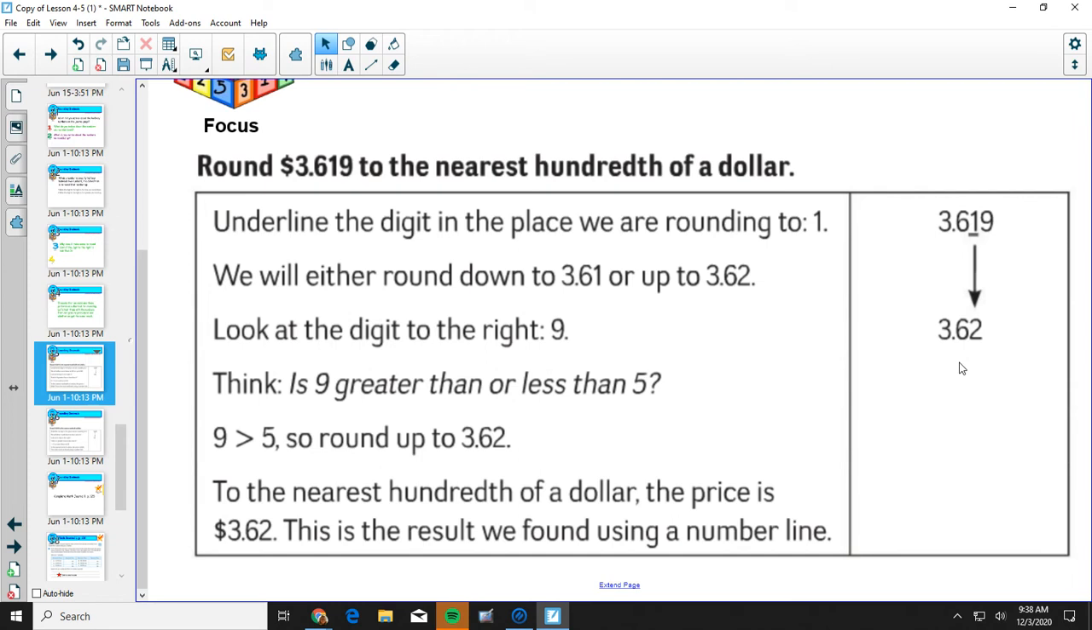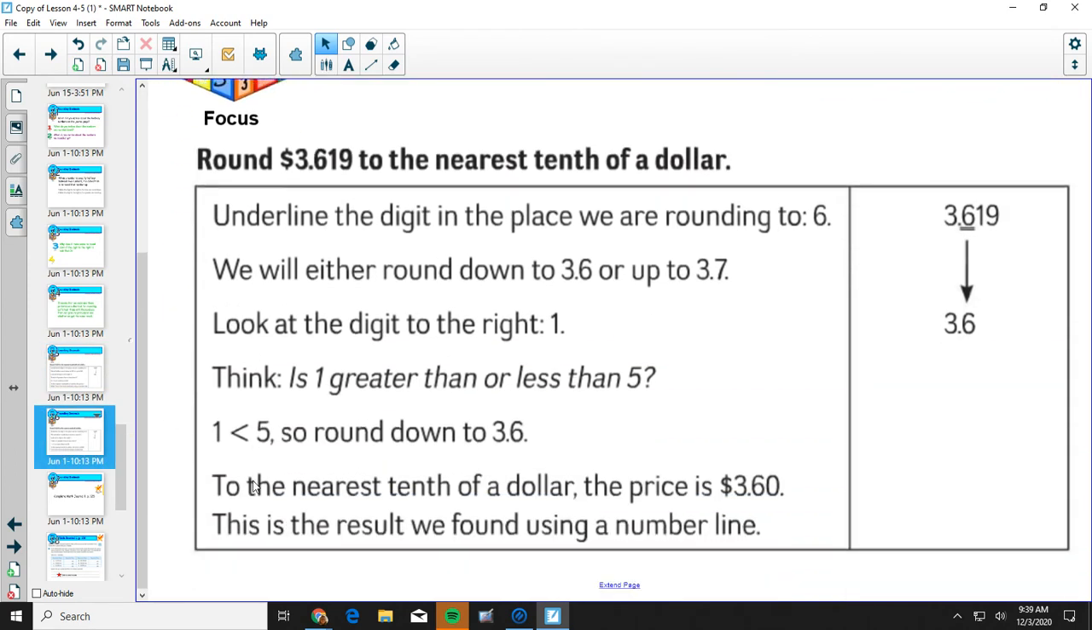Think, is 9 greater than or less than 5? 9 is greater than 5, so we're going to round up to 3.62. So you can see that the 9 is telling the 1 to go up. So to the nearest hundredth of a dollar, the price is $3.62, or 3 and 62 hundredths of a dollar. This is the result we found using the number line.